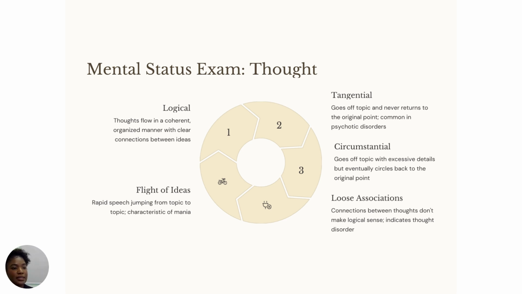The thought process is the flow of their ideas. Is it coherent? Is it going off topic and never returning to the main point? Is it circumstantial? Do they have loose associations? Do they have a flight of ideas? Their speech, is it rapid?